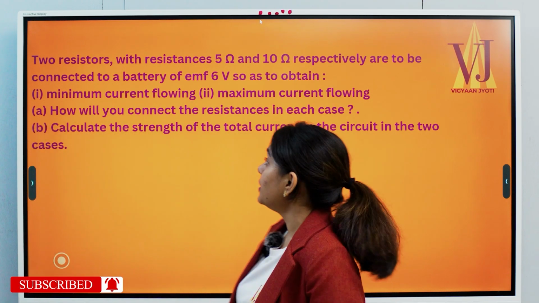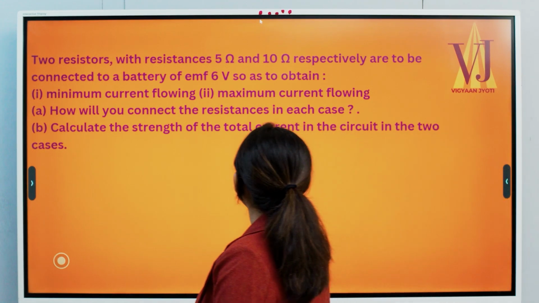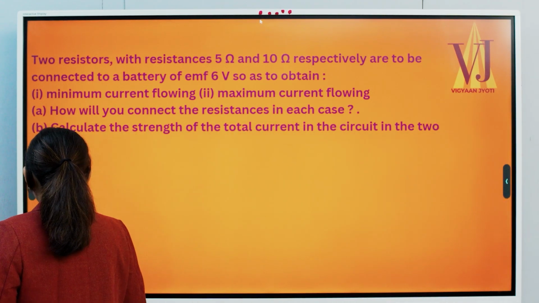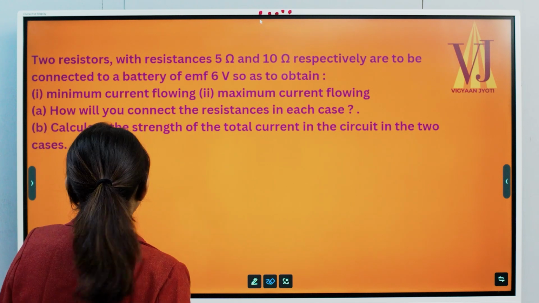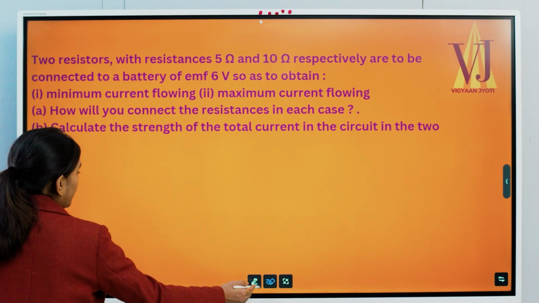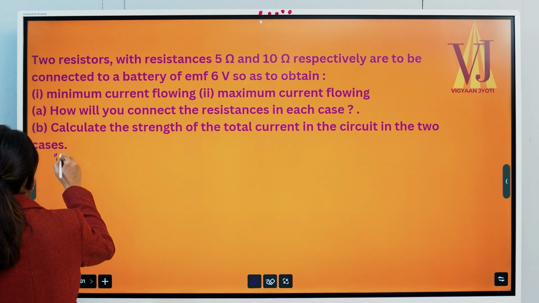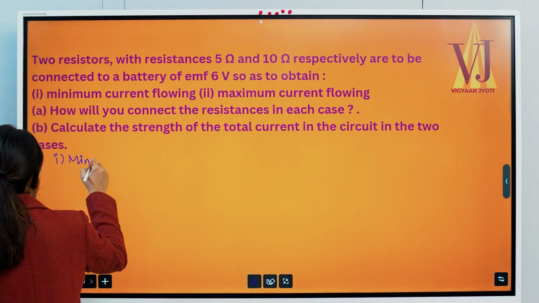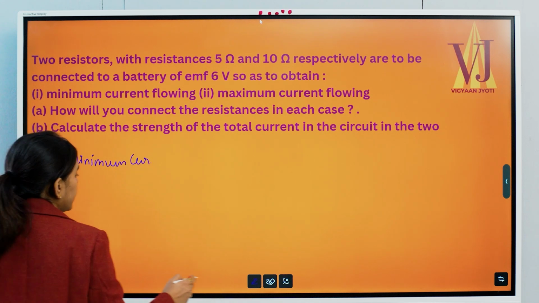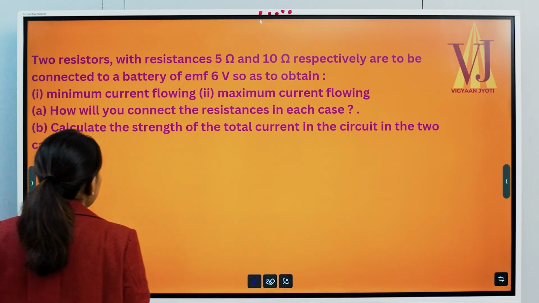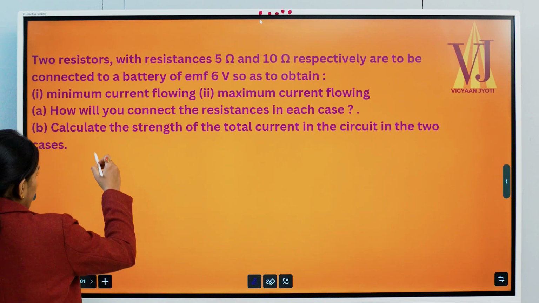Now let's come to this question. Two resistors with resistance 5 ohm and 10 ohm respectively are to be connected with this battery. Okay, so first of all, we have to find it for minimum current. Before understanding this minimum current and maximum current, let me first see what is the condition when we connect them in series and in parallel.